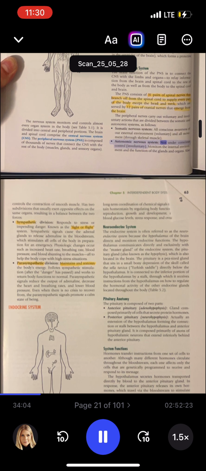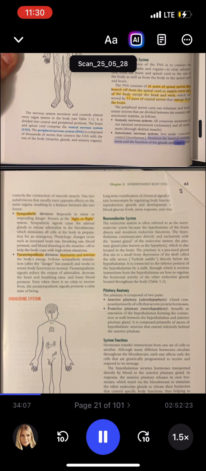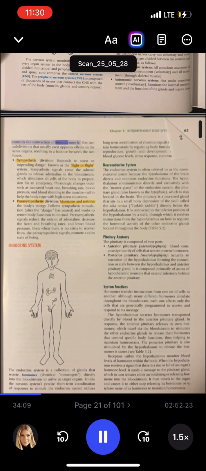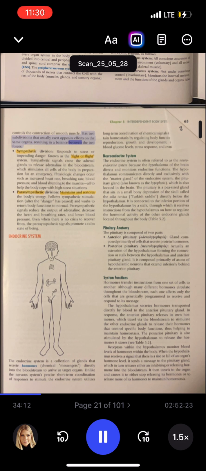Autonomic nervous system, not under conscious control, involuntary. Monitors the internal environment and the function of glands and organs. Also controls the contraction of smooth muscle. Has 2 subdivisions that usually exert opposite effects on the same organs, resulting in a balance between the 2 forces.